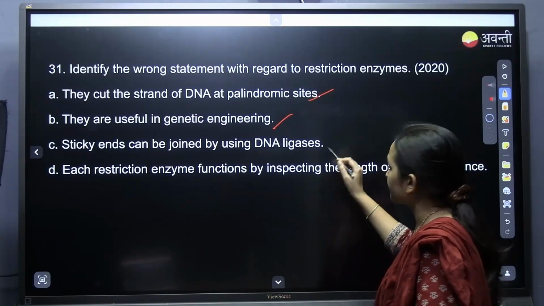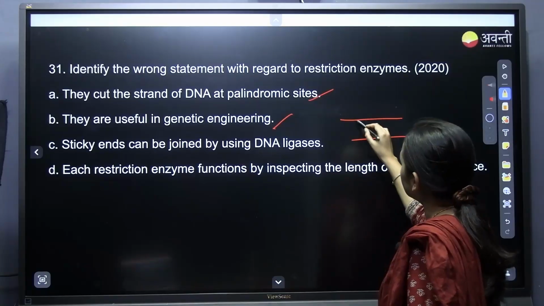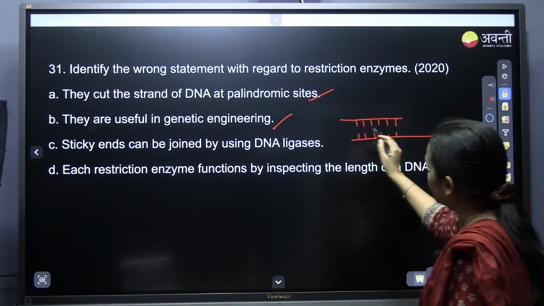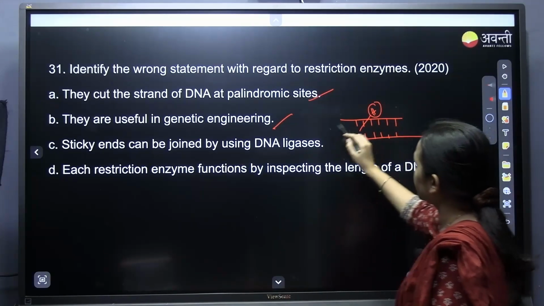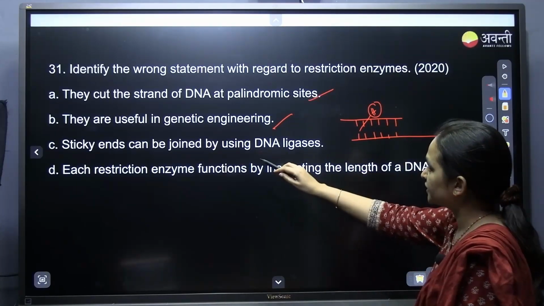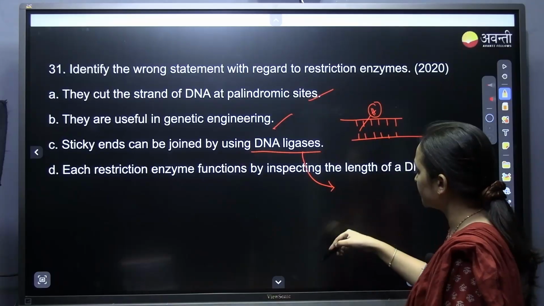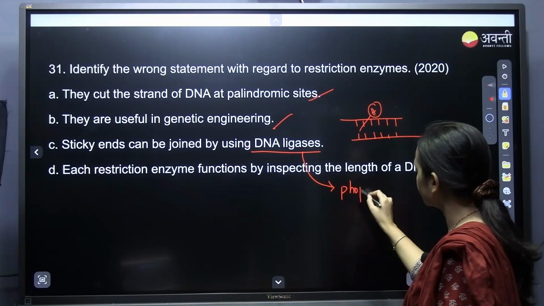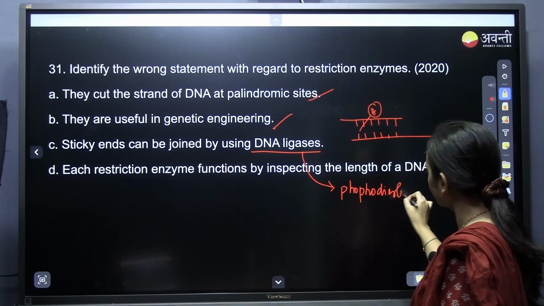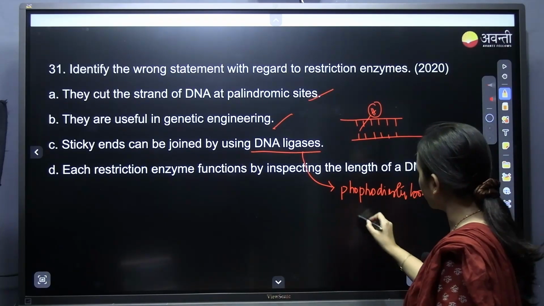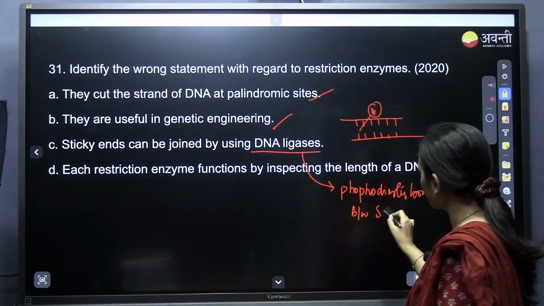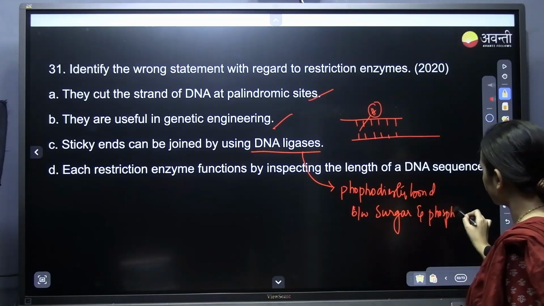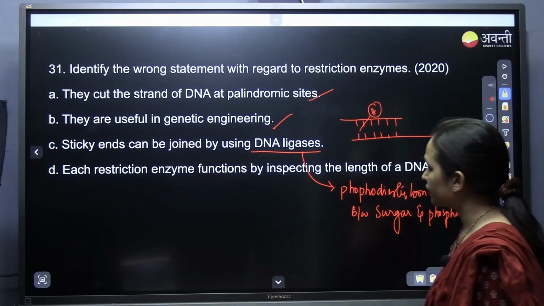Sticky ends are ligated by... the hydrogen bonds will be formed by themselves, and the sticky ends joined by the DNA ligase. What DNA ligase actually does is bond the phosphodiester bond between sugar and phosphate. Sequence can be joined using the DNA ligase.